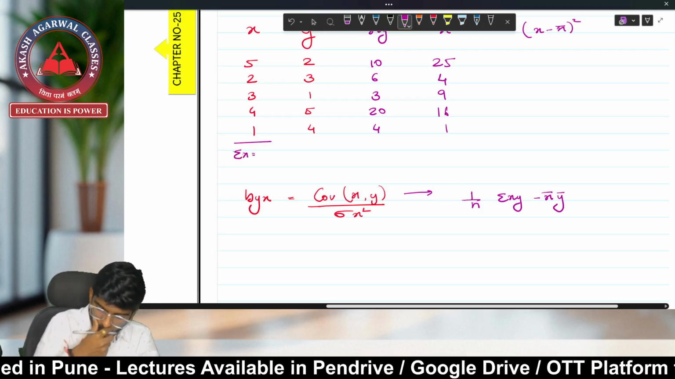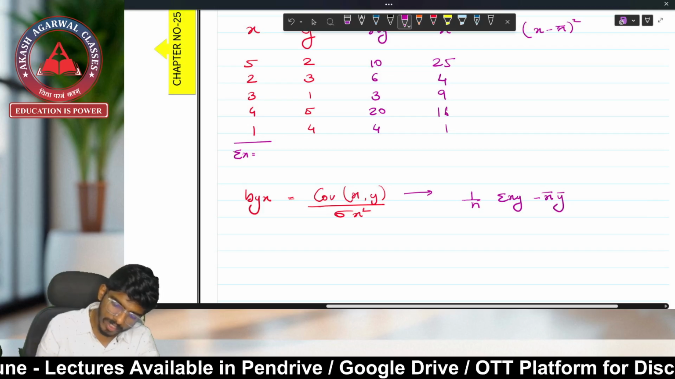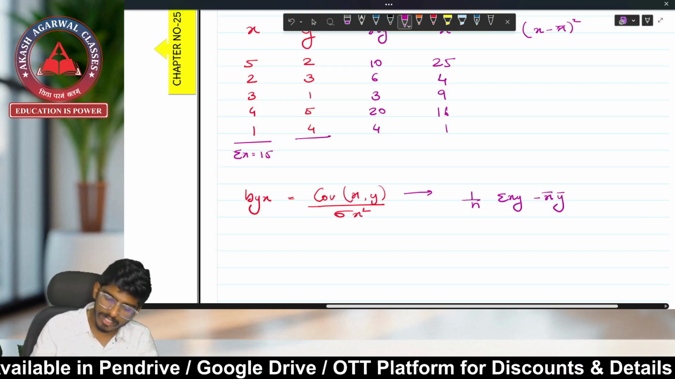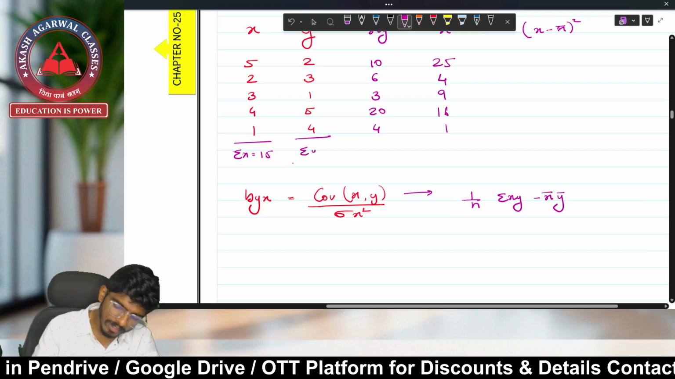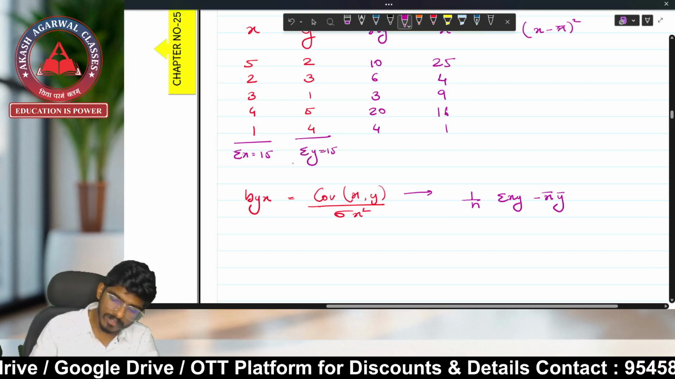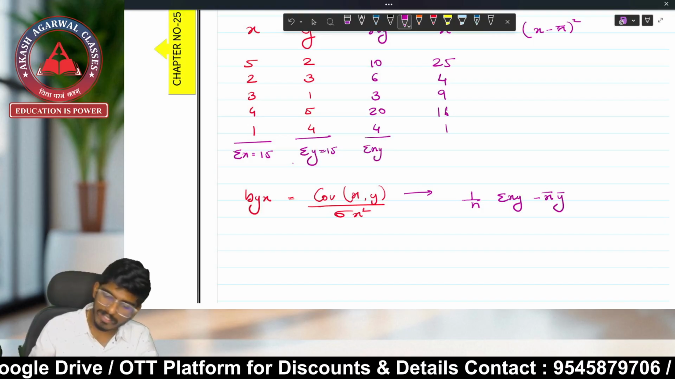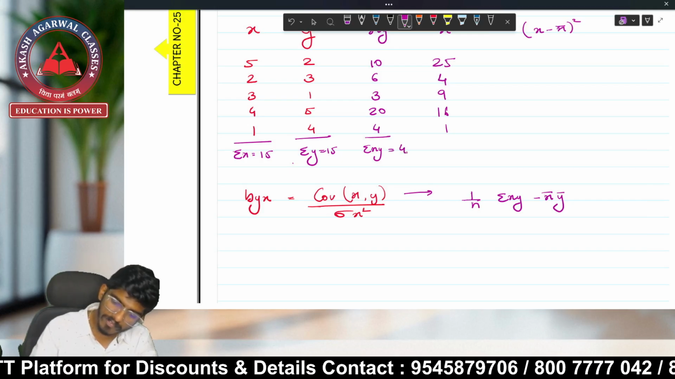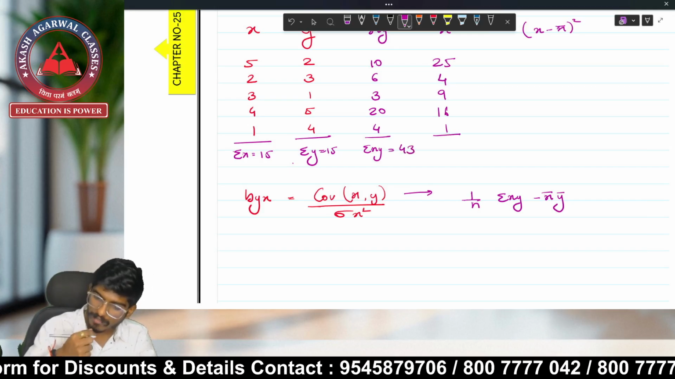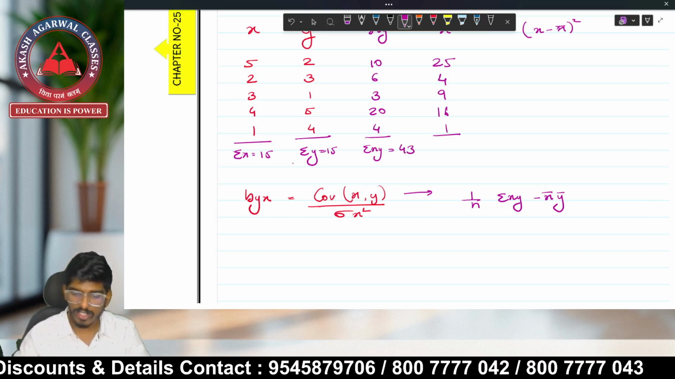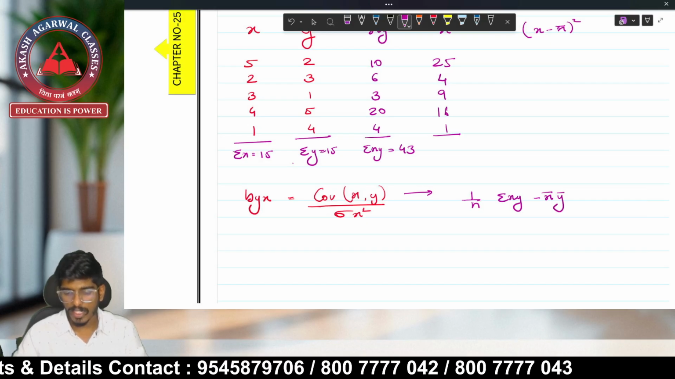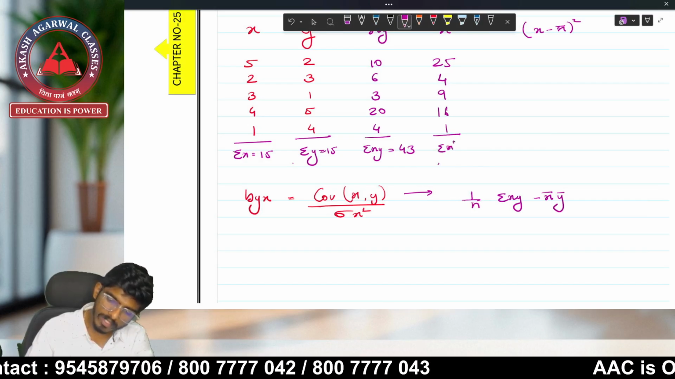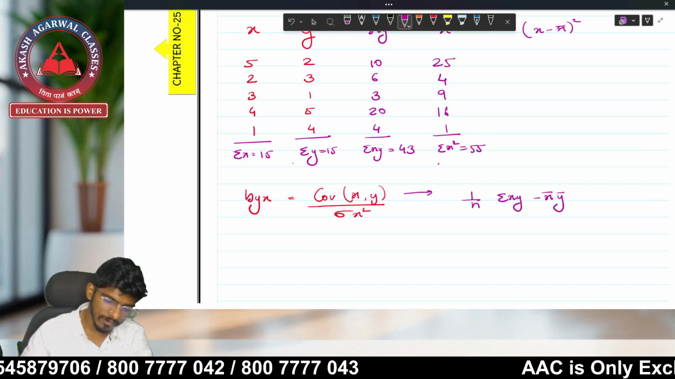Summation of x is what? 5 plus 2 plus 3 is 10, 14 and 15. Then over here as well, summation of y is also 15. Both summation of x and summation of y is 15. Summation of xy, let's calculate: this is going to be 20, 40, 43. And now for x square: 9 and 1 is 10, 10 and 16 is 26, 20, 30, 40, 45. It is going to be 55. Summation of x square is 55.